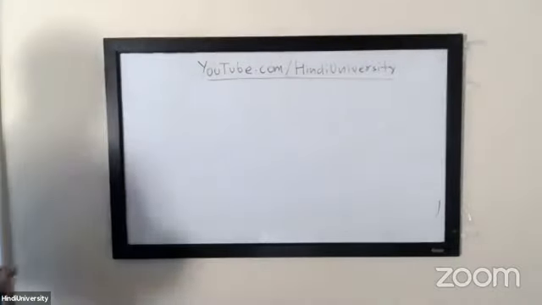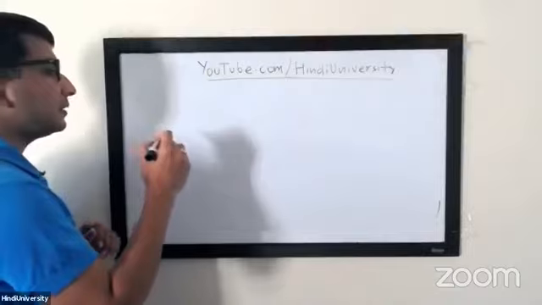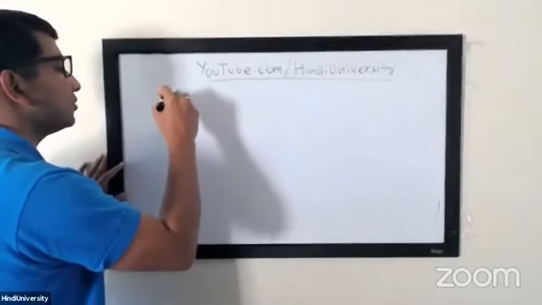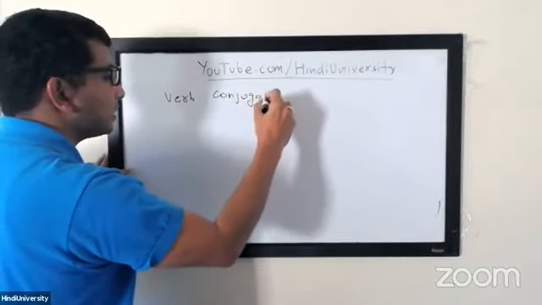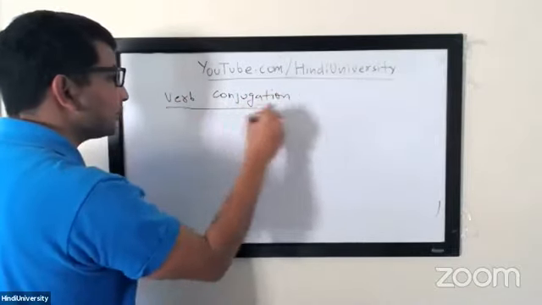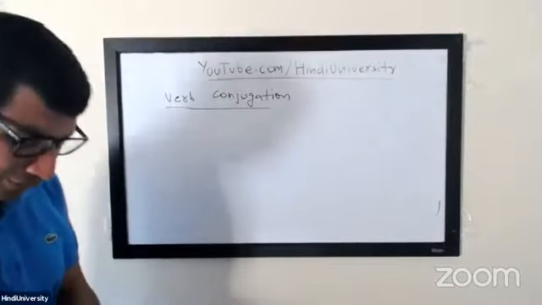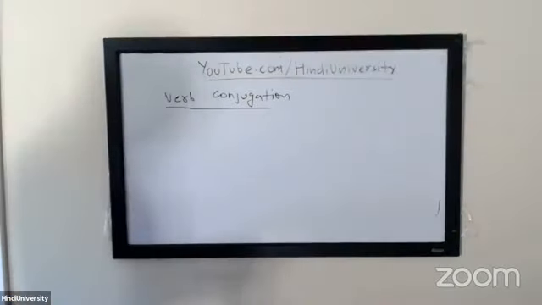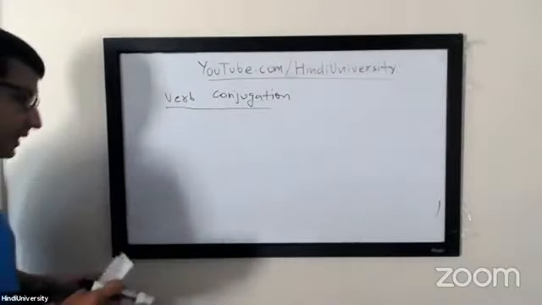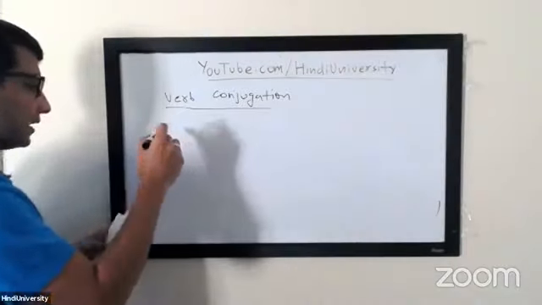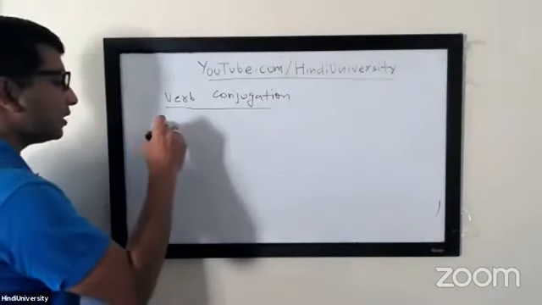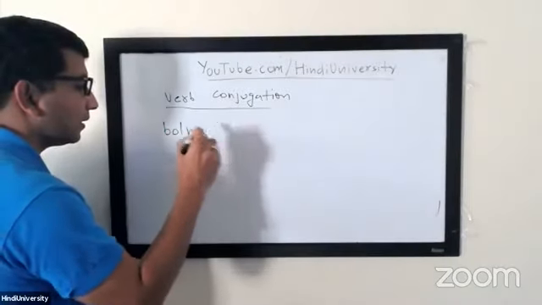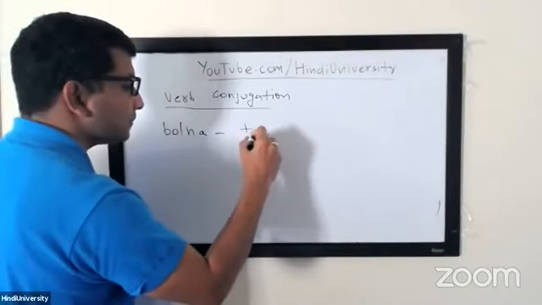So the first thing you need to learn when you are doing the passive voice is the verb conjugation. There are some rules. I'm going to write it down. There is some theory, so hang in there. Once this is clear, hopefully it should be a pretty smooth journey for you. So let's take very, very simple cases. Let's say the verb is bolna. Bolna is to speak.